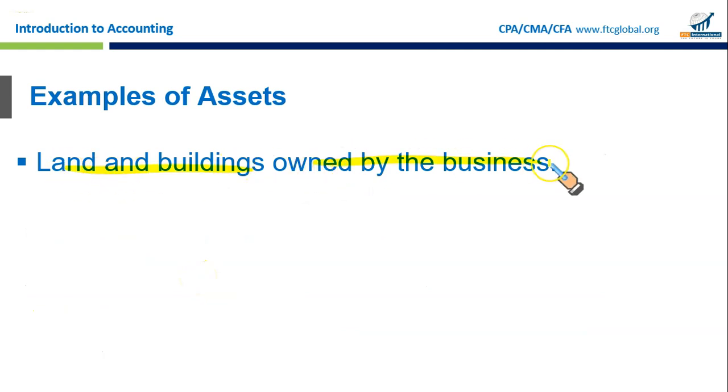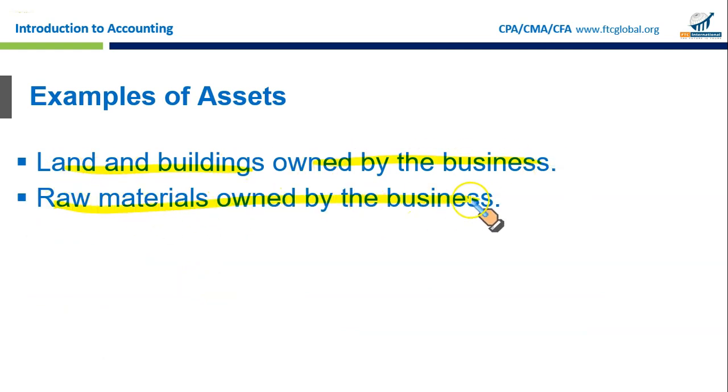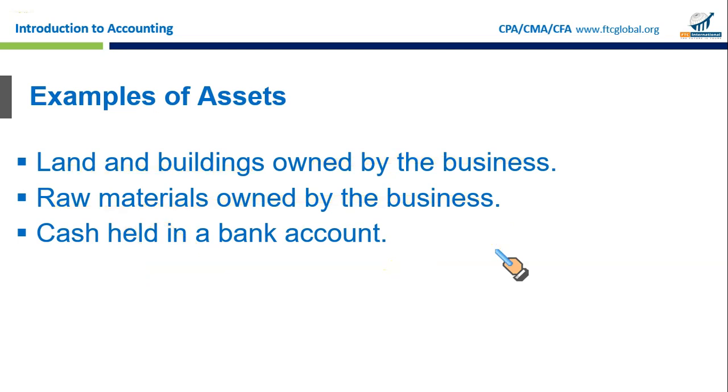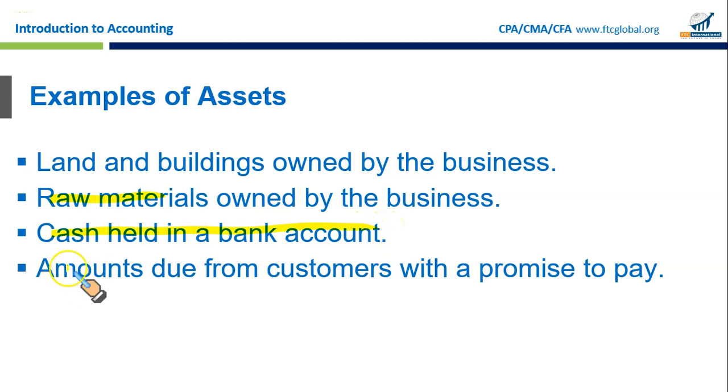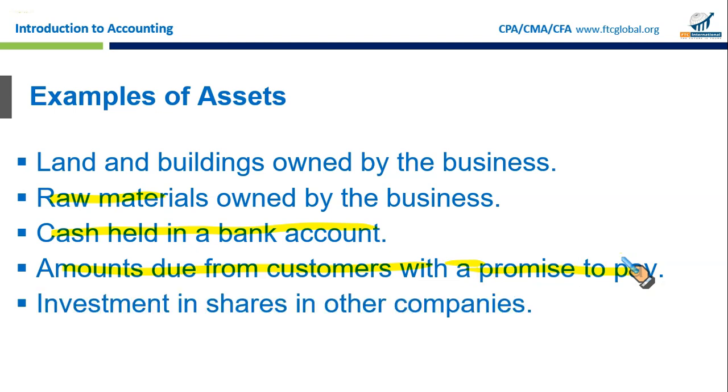Land and building owned by the business, raw materials owned by the business which would be used to produce goods. Like for example, if I am in shoemaking business, the sheets of leather, they represent raw material, and through production process I convert those sheets of leather into finished goods like shoe, bags, leather belts. So raw material is also an asset. Cash held in bank account is also an asset. Amounts due from customers with a promise to pay. We have sold goods on credit to our customers, so any amount due from them also represents an asset.